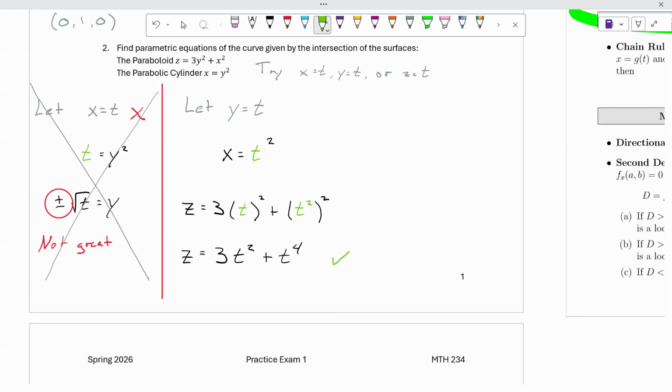If I were thinking about the problem before I just blindly tried one, I'm going to go with y equals t. It was probably my best first choice. And as it turns out, it worked.